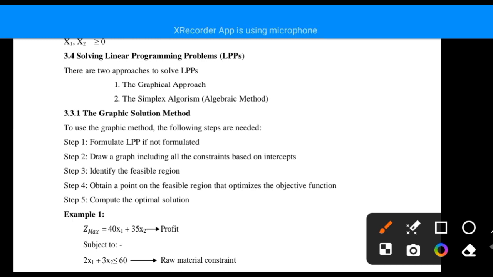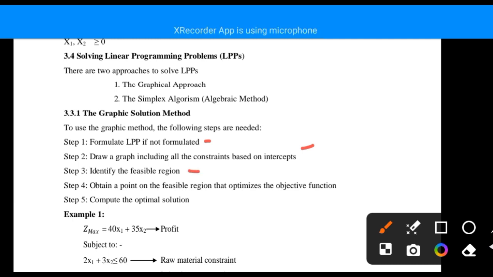So let's go. To use the graphical method, the following steps are needed. First, formulate linear programming. If it is not formulated, formulate it. Step 2, draw a graph including all the constraints based on intercepts. Step 3, identify the feasible region.